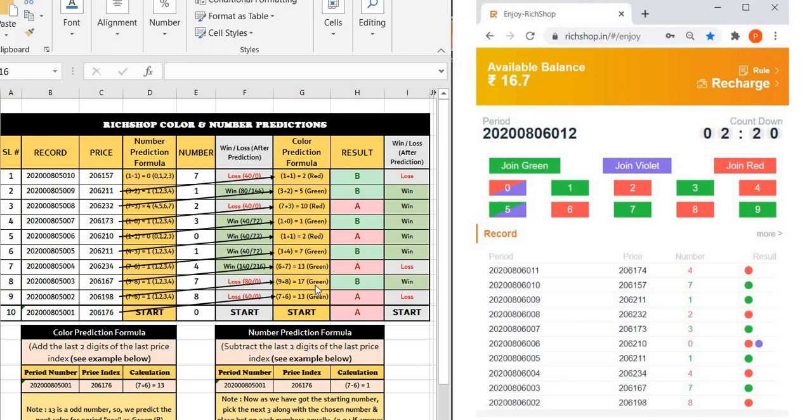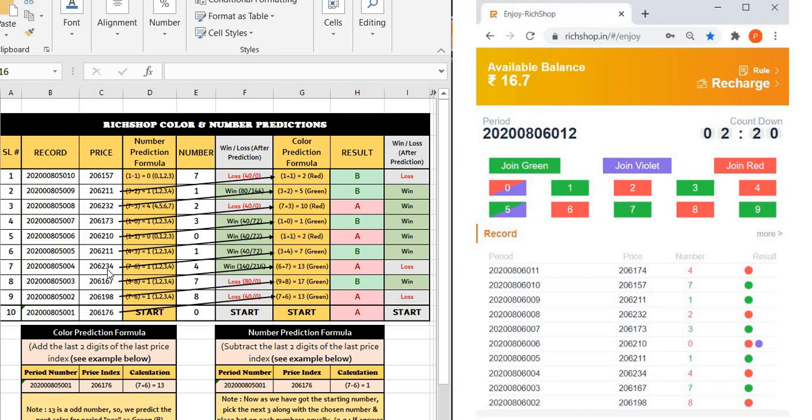So I predicted on green and I got green. Let's go to the next one. Again, I predict the color for 004 by looking at the price index last two digits, by adding the last two digits of the price index of 003. So the last two digits here is 6 plus 7, which is again 13. As per my prediction calculator, 13 is supposed to be a green. I traded 10 rupees again on green. I have lost.